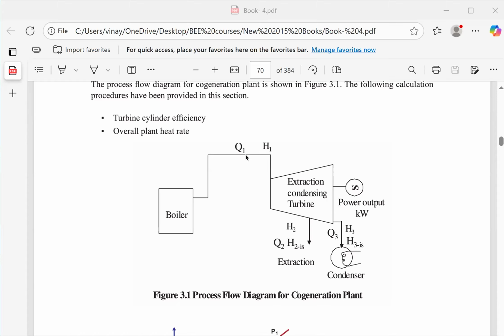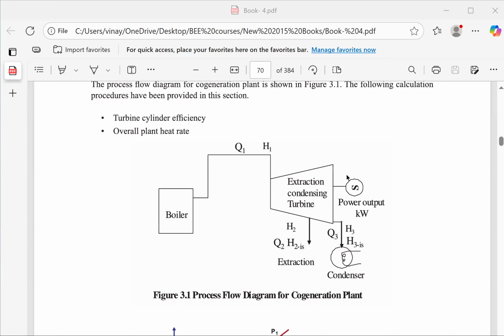Right. Now this Q is divided partly in Q2 and partly in Q3. So Q1 is equal to Q2 plus Q3. Now, when you know quantity and the total heat anywhere, you can always multiply and calculate what is the heat equivalent. So total heat was Q1 into H1, out of which Q2 into H2 is given to the extraction and Q3 into H3 is given to the condenser. Always keep your concepts clear and understand.